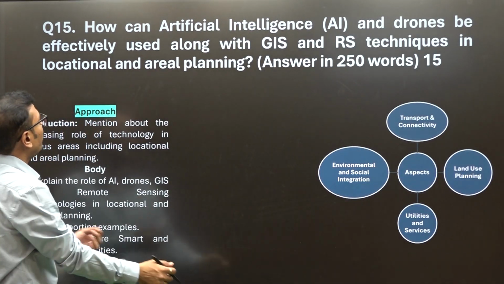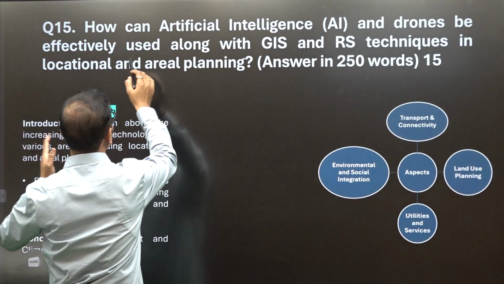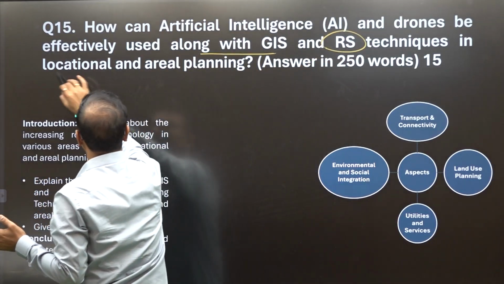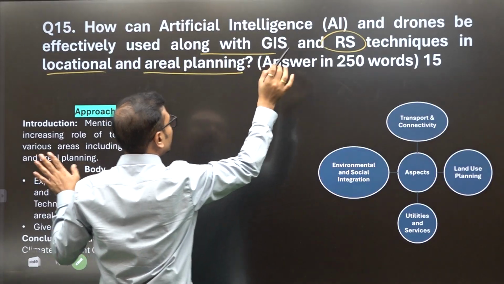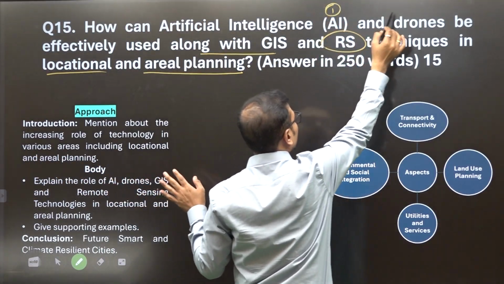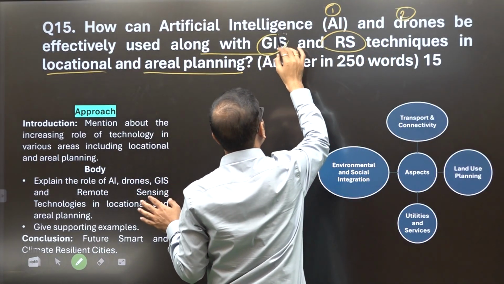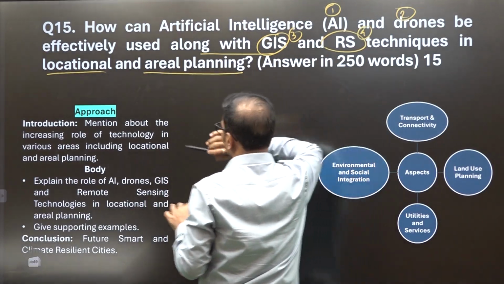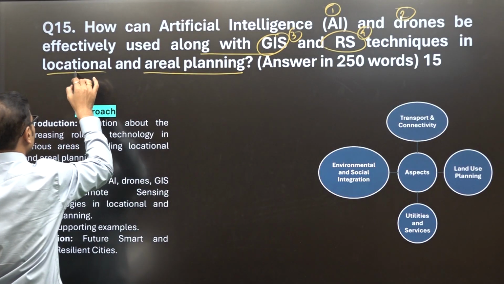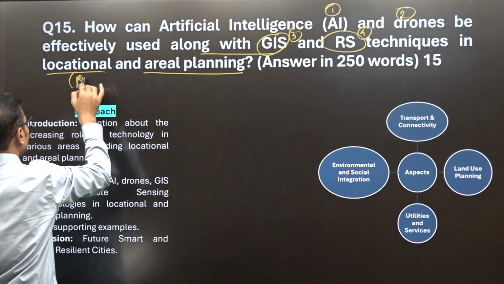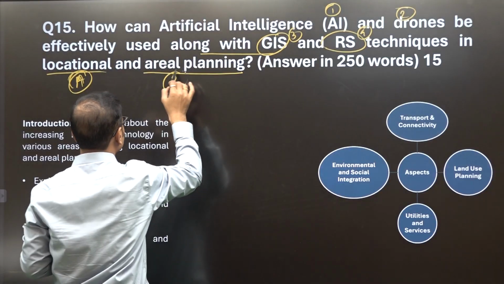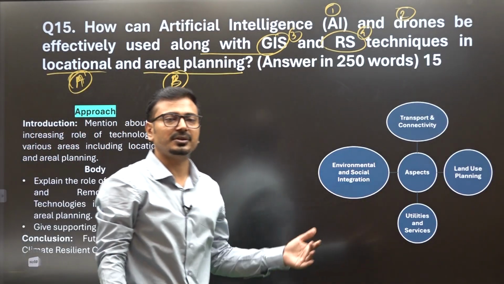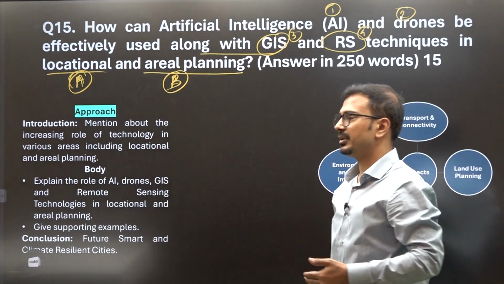What it is saying: how can artificial intelligence, drones, and GIS and remote sensing techniques be helpful in locational and aerial planning? So they have mentioned 4 technologies: AI, drones, GIS, geographic information system, and the 4th is remote sensing. And they are asking for explanation in terms of locational planning and aerial planning. So total 6 points are there. So it is easier to structure this answer.